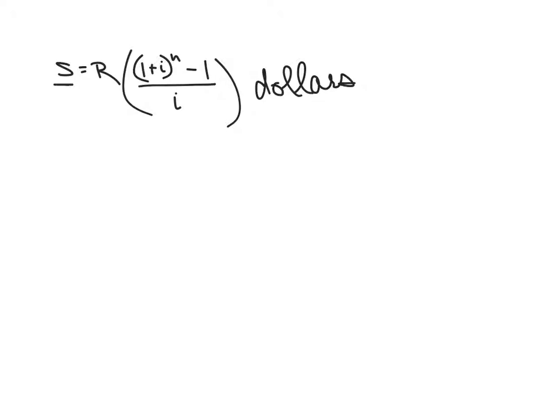Okay, so let's first of all look at our N. Our N is basically the number of times it's compounded during the time period. So we've got 5 years. It's compounded quarterly, so 4 times a year. So 4 times 5 is 20. So that's how many times it's going to be compounded over a period of 5 years.